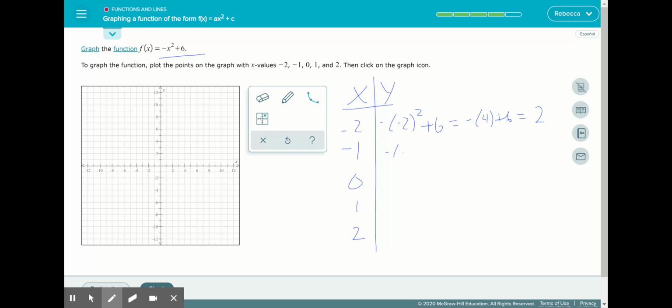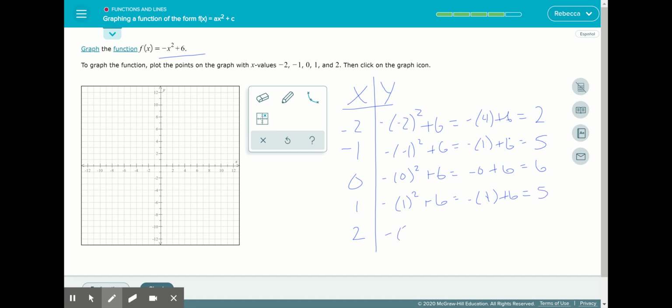Now I want the opposite of -1 squared plus 6. So the opposite of 1 plus 6 will give us 5. Now the opposite of 0 squared, which is going to have no effect on that 0. So the opposite of 0 plus 6 gives us 6. And now we want the opposite of 1 squared plus 6. So the opposite, 1 squared is 1. And then we're going to add 6 here. So -1 plus 6 gives us 5.